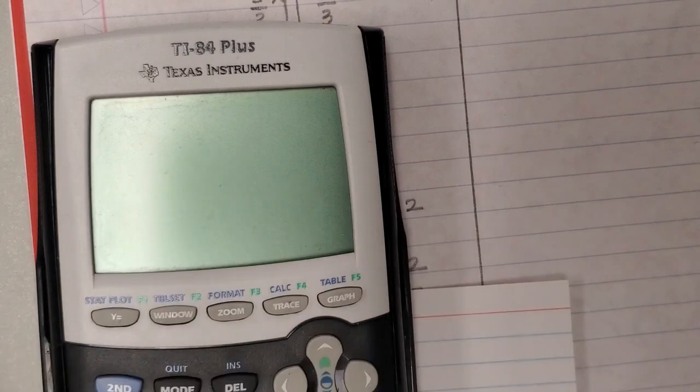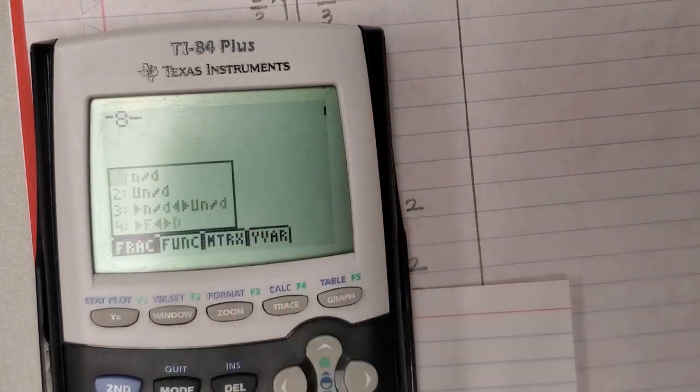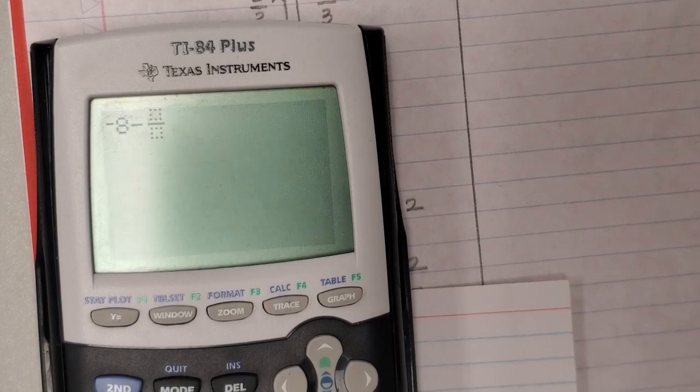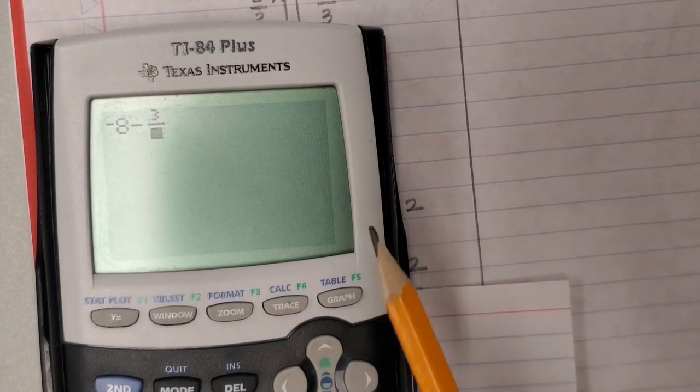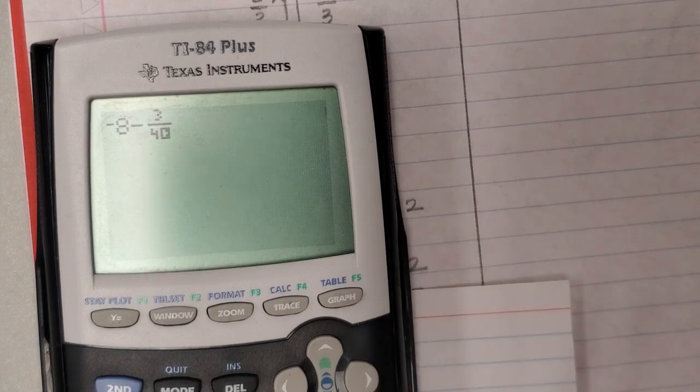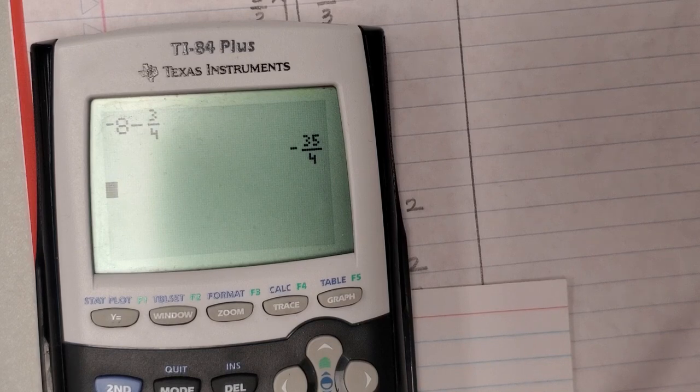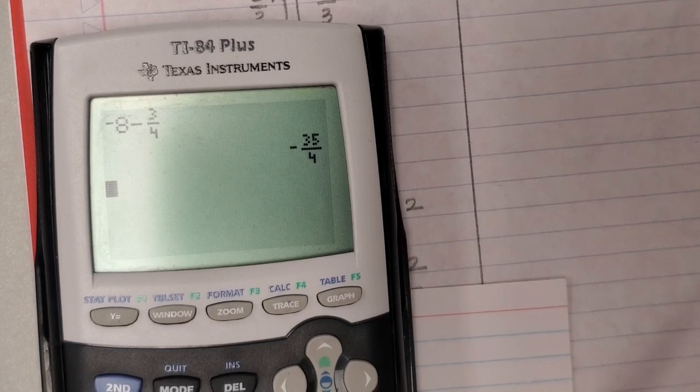So you're going to go negative 8. So on your calculator, down at the bottom, your negative sign, negative 8. And then use your minus sign to the right. And then what? Alpha y equals, first one, 3. Then what? Arrow down. 4, and then enter. And you should get negative 35 over 4. Any problems with that on your calculator?